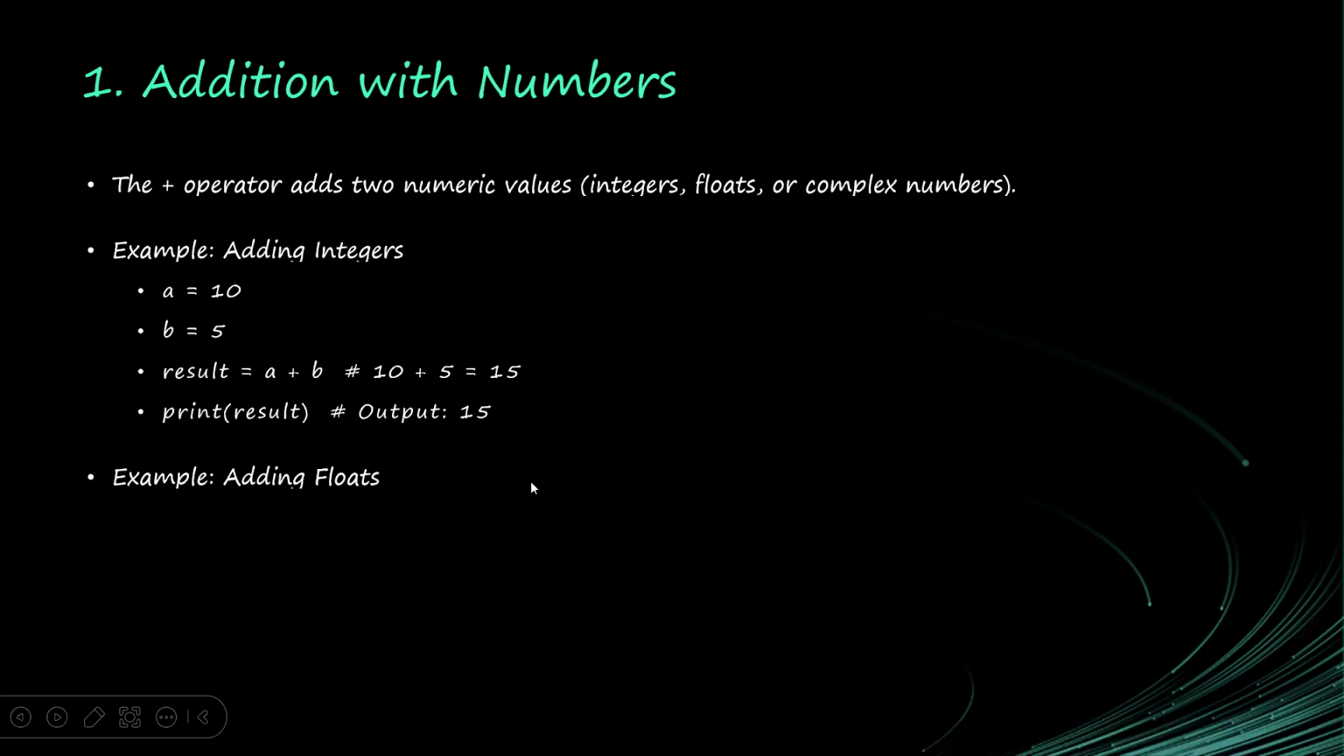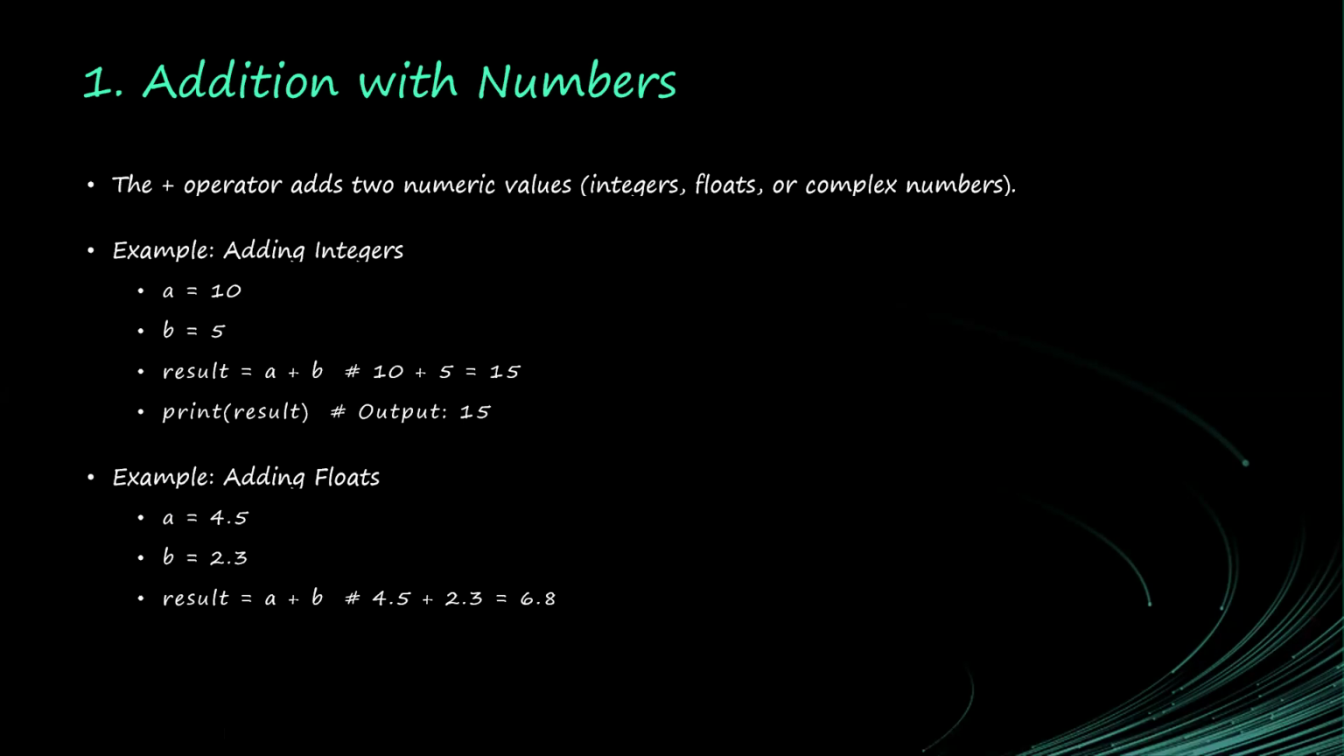We can also add floats. Remember, float is a data type that we use to represent decimal numbers, numbers that contain decimal points. So A is equal to 4.5, B is equal to 2.3, and when we do A plus B, we are going to get 4.5 plus 2.3, which is 6.8. So you can also do addition of floats.